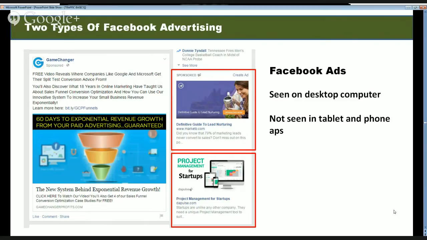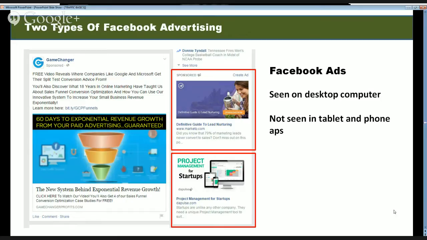Now, tablets can be a little bit of an exception because if you're running just a regular browser, you will see them. But if you're running the Facebook app on your tablet, whether it's Android or Apple, you're not going to see these Facebook ads. That actually can be a good thing because your target market may be better if you focus on ads that are seen on the desktop.